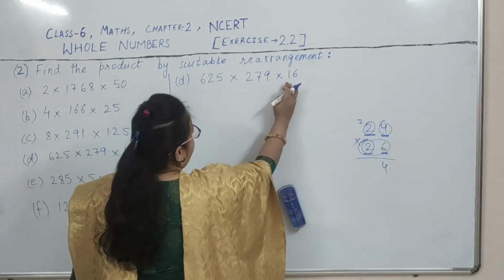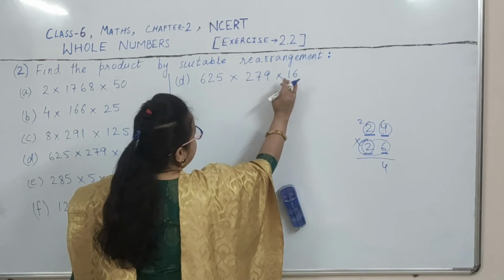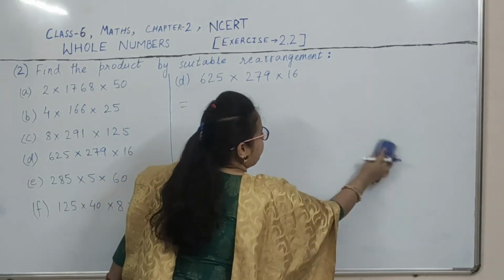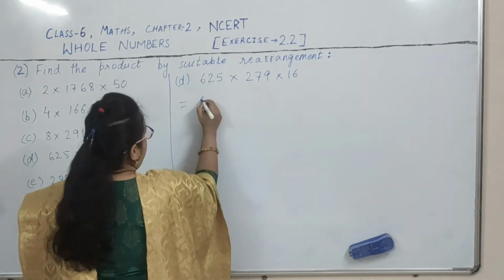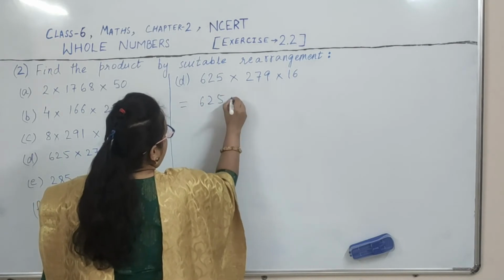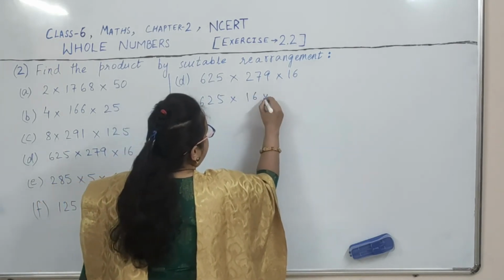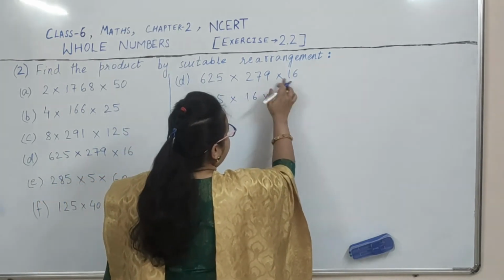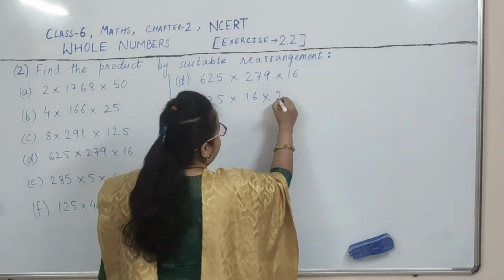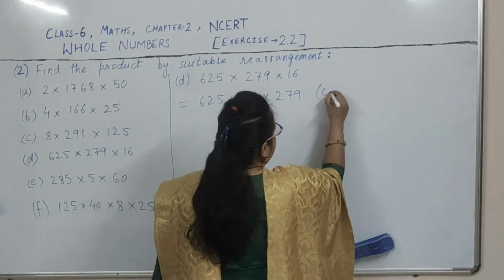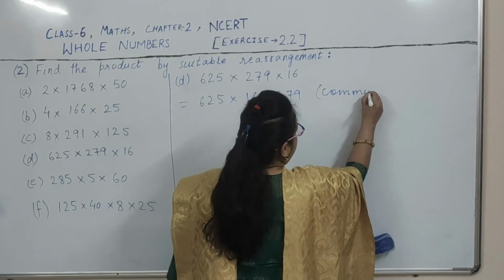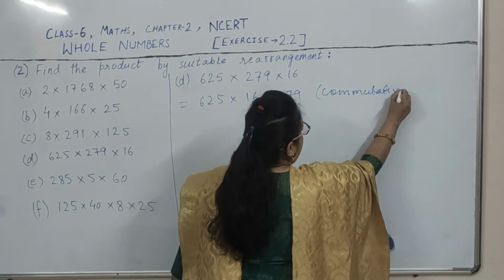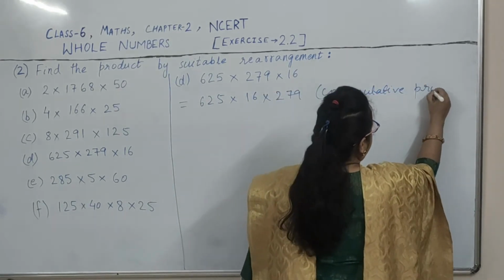So for that, what do we have to do? We have to bring this number here and this number here. What is that property known as? That property is known as the commutative property, when we are rearranging, when we are interchanging the numbers. So we will write it: commutative property.